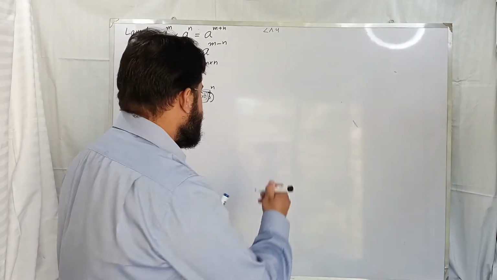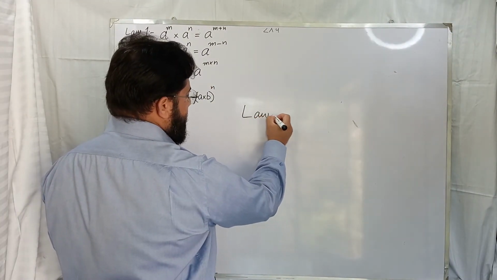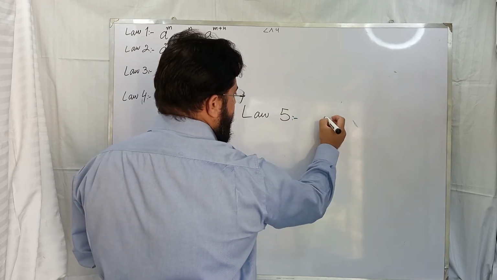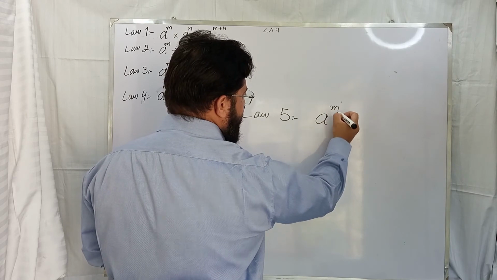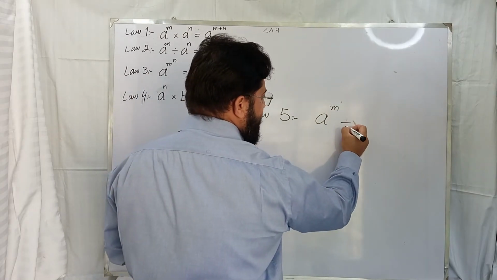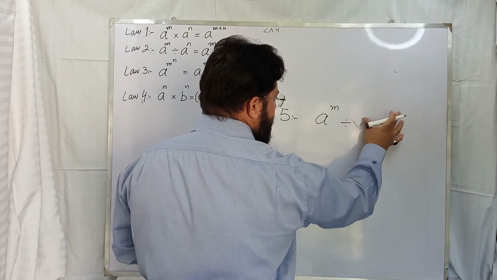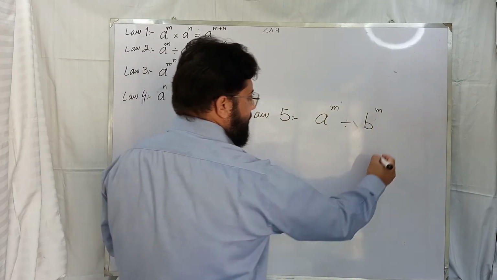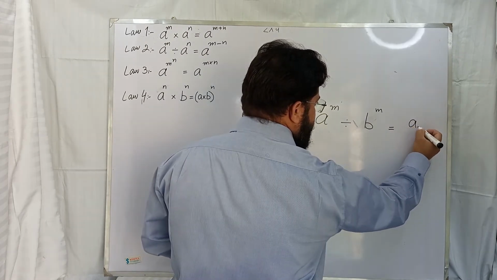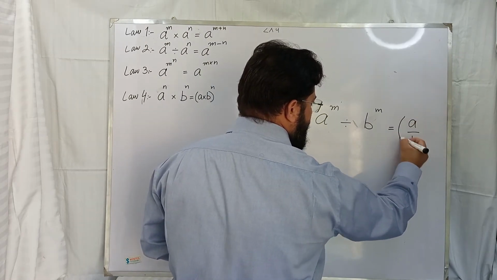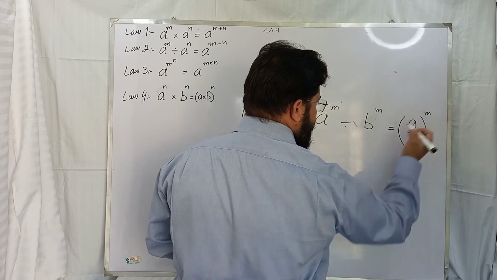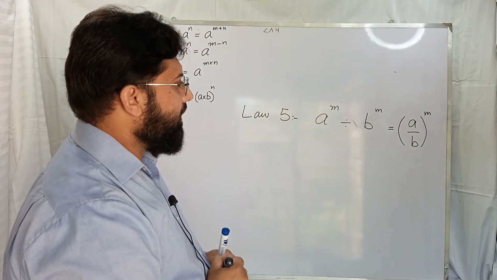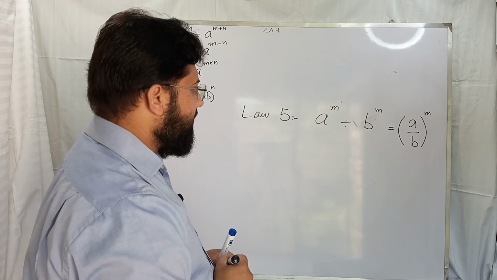Law number 5 says, let's say a to the power m is going to be divided by b to the power m. So we can write it down as a over b whole power m.